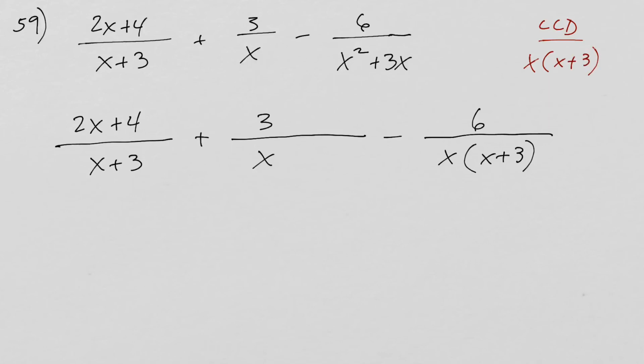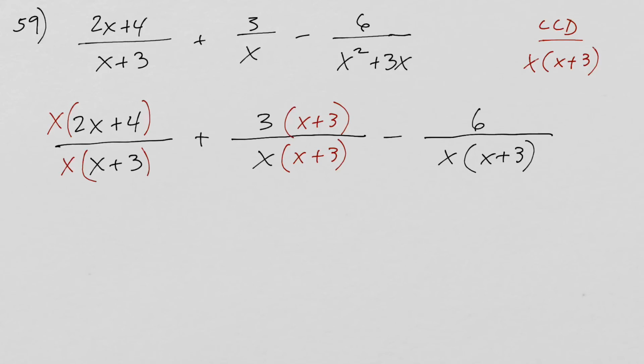All right. In order to make this first fraction look like that, I need to multiply by x. So I got to do that in the numerator as well. To have the second one look like that, I have to multiply by x plus 3. So I have to do that in the numerator as well. And the third one I'll leave alone.